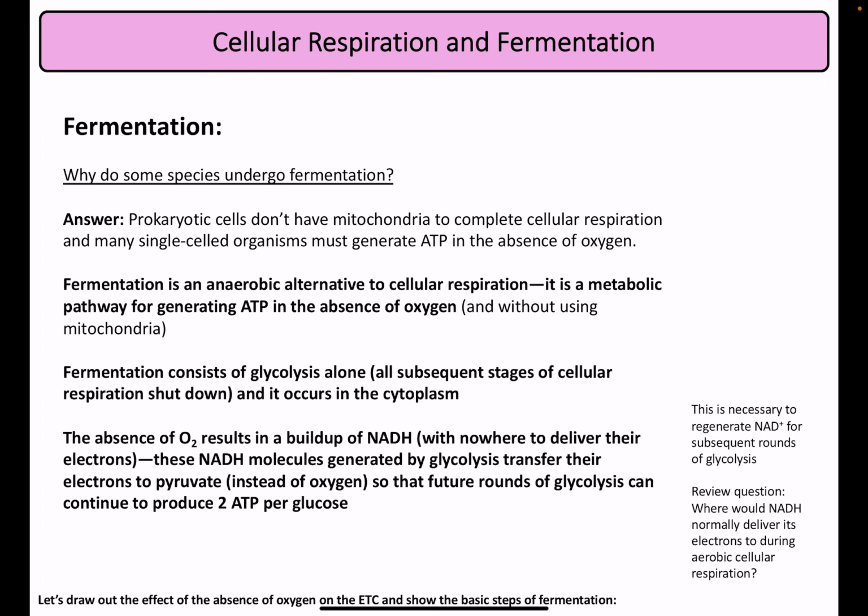Well, the answer is, at least for bacteria, which remember are prokaryotic organisms, they don't have organelles in their cells. So for instance, they don't have a mitochondria where the citric acid cycle or the electron transport chain can take place. So they just can't do it.